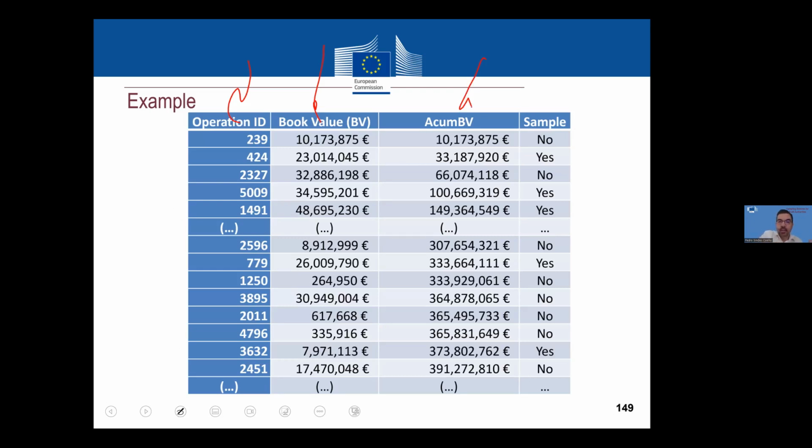Well, it's very easy. For the first operation it is the book value of the operation. For the second it is the sum of the book values of the first 2. For the third it is the sum of the book values of the first 3. For the fourth it is the sum of the first 4, and so on. So for the last operation it is equal to the total book value of the population.